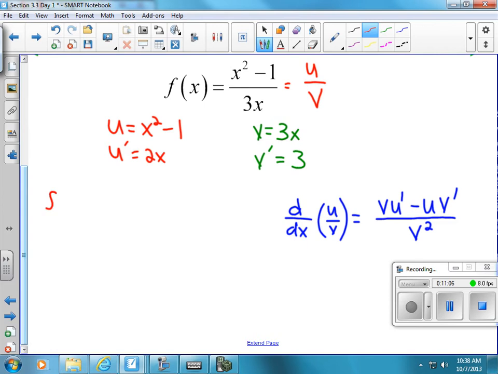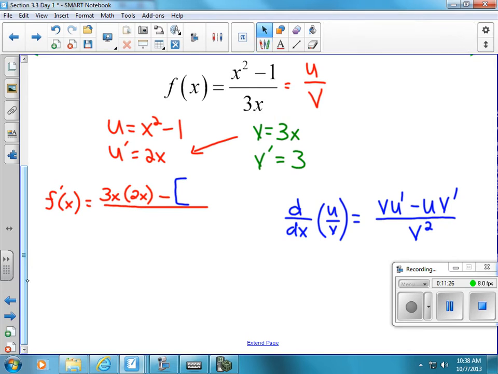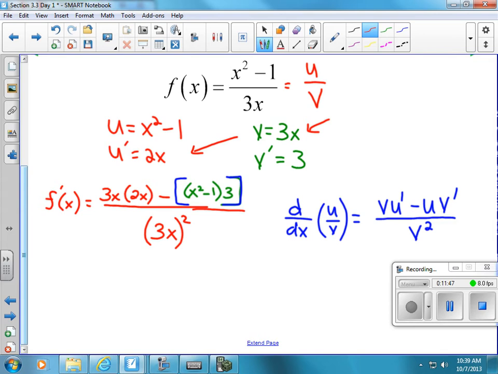All right, so the derivative of x is equal to v, which is 3x, times u prime, 2x, minus. Sometimes I like to make a bracket here because people forget to distribute the negative. So we have u times v prime. u is x squared minus 1, and v prime is 3. So you need to make sure you subtract this entire quantity. All right, and we divide that by v squared. Here is our v, 3x, so 3x and the entire quantity squared.